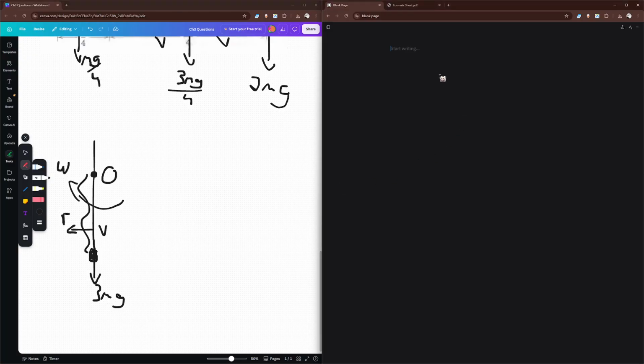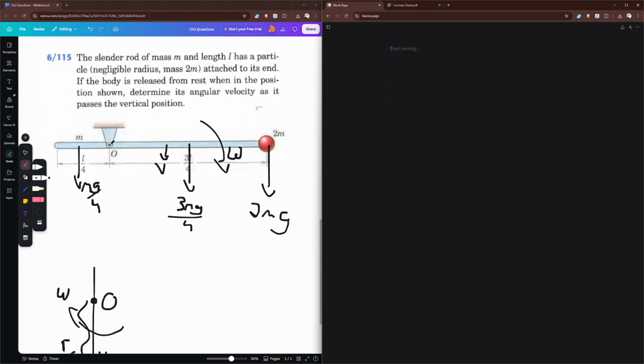So r, we need to get r somehow, right? And r is the length from O to the center of gravity. To get that, we have that r is equal to the sum of mr over the sum of m. That's pretty easy to solve for r. So the sum of mr is equal to, we have one thing in this direction. We have a mass at the halfway point here, which is m over 4. So we have m over 4 times its distance. It's at the halfway point, and it's to the left of the origin, so negative L over 8.